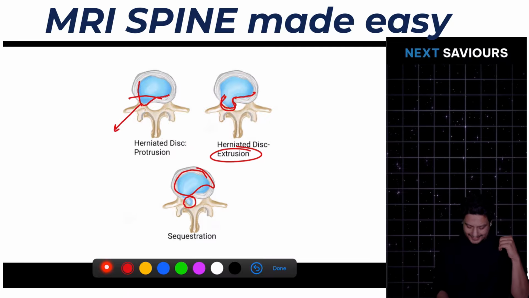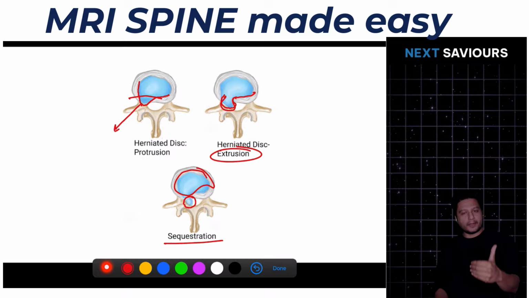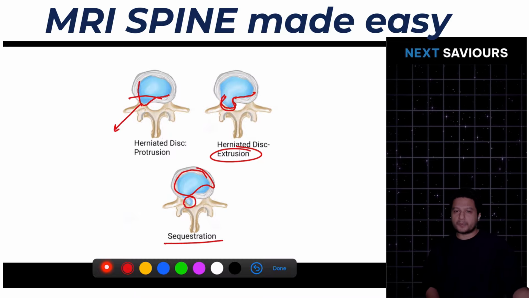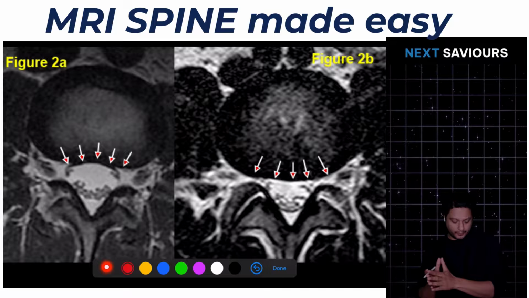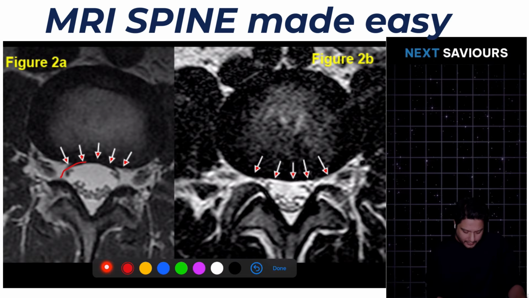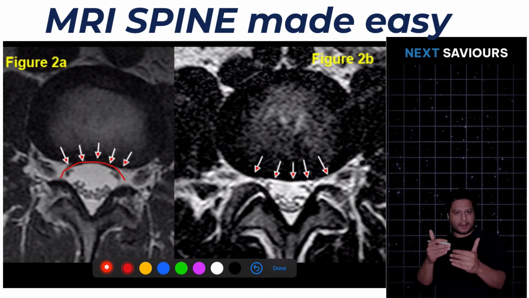So that is disc sequestration. Hopefully you have understood the four different morphological features of disc herniation. If you want to look at it on the MRI, this is how the normal disc looks, where there is a concavity at the level of the spinal canal.